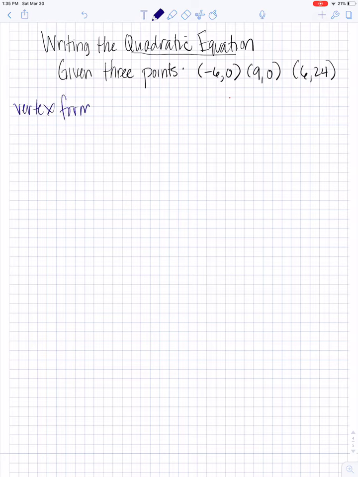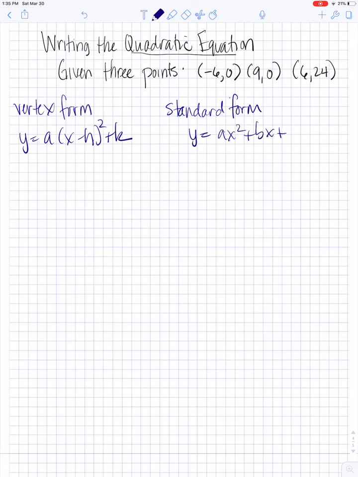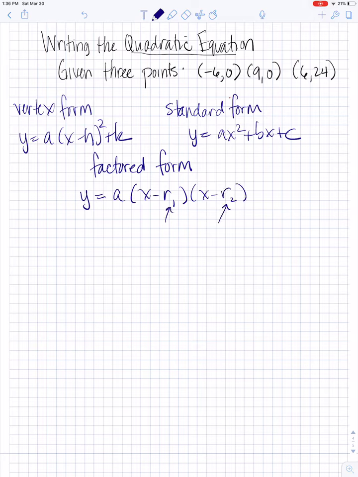So far, you guys know what vertex form is. Vertex form for quadratics is y equals a times x minus h squared plus k. You also know what standard form is for quadratic equations, and that is y equals ax squared plus bx plus c. But there's another version, factored form, that really becomes useful when we're asked to write quadratic equations based on what we're given. And the factored form is y equals a times x minus r1, times x minus r2. And these, r1 and r2, are the roots of the function. The roots or the x-intercepts.